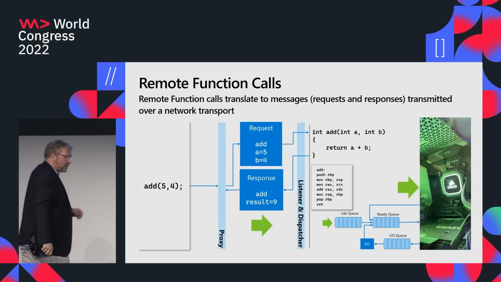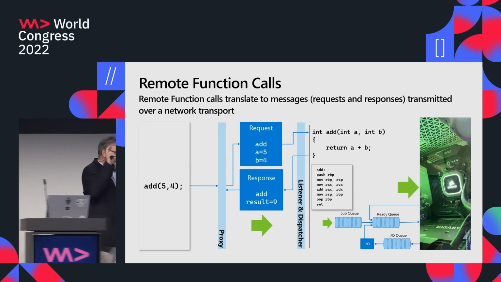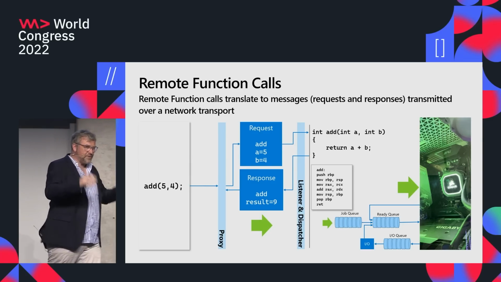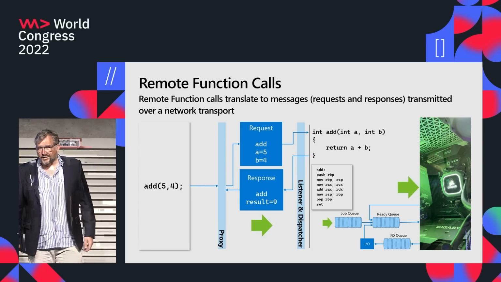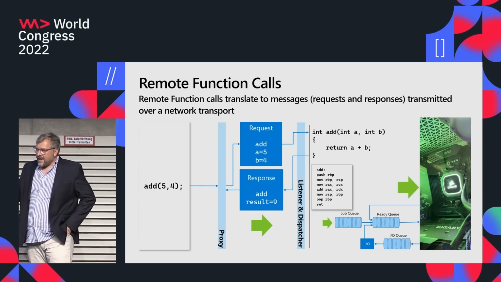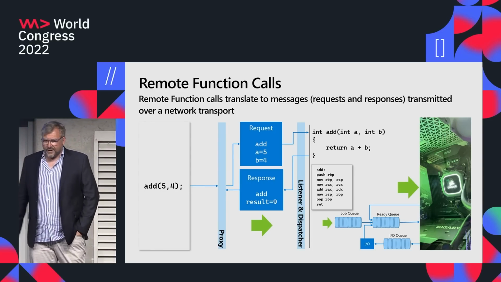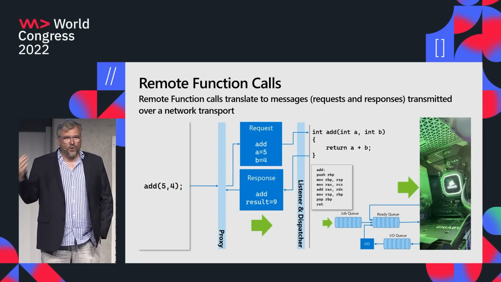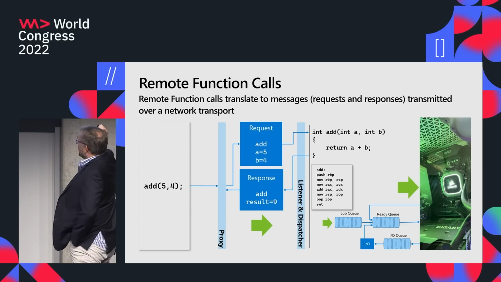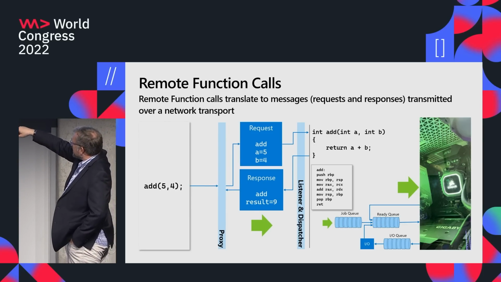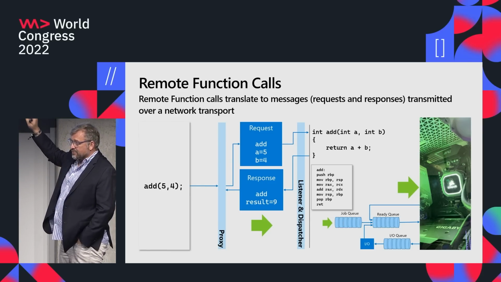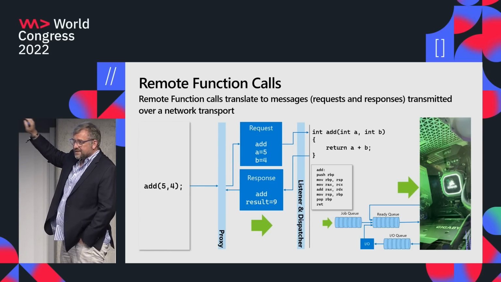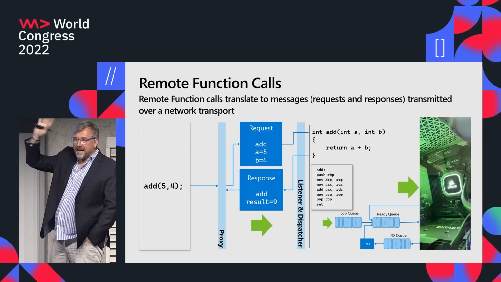Remote function calls, REST calls, gRPC calls, anything that goes across a process boundary, anything that goes across a network boundary needs more infrastructure. The add function gets translated into a request and into a response. Those are messages that are being formed that are sent through a network through magic means.